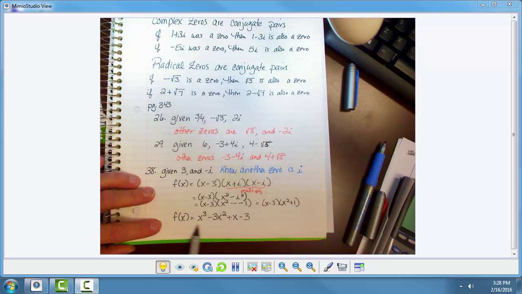So there's your polynomial function that you were given a 0 of 3 and -i, but because the complex zeros come in pairs, we know that another 0 is positive i, so we had to write that in as a factor. And we multiplied it all out, and we got x cubed minus 3x squared plus x minus 3.